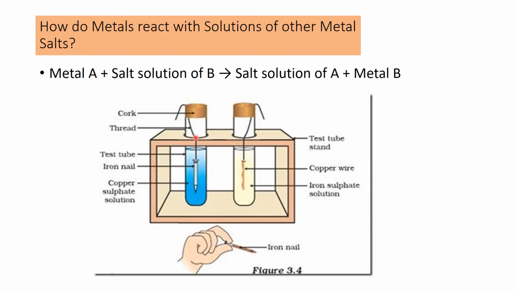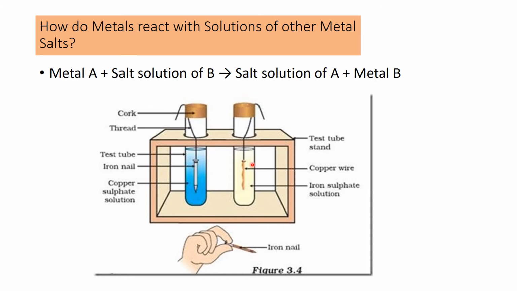How will you know that the reaction has taken place? Because after the reaction you will find that some deposit is there on the iron nail, and this deposit is of copper. If you see this iron nail, this brown color deposit is of copper, and the color of the copper sulfate will change to light green of ferrous sulfate. So you will find that the reaction has taken place here.